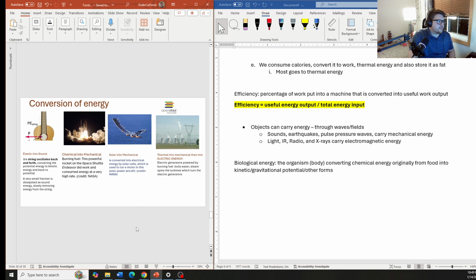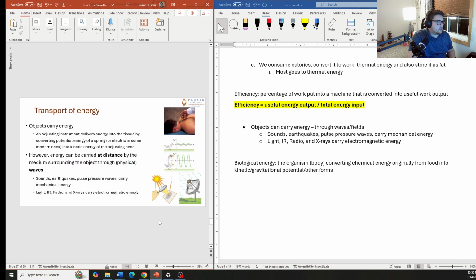Again, energy is converted into lots of different things. Probably a good idea to know these specific examples. I could see a professor asking you specific questions, like, an example of converting elastic energy into sound energy is what? The string oscillating on a guitar. I could see a question like that popping up. Energy is transported either through waves or through fields. That's really all that we need to know from this slide.